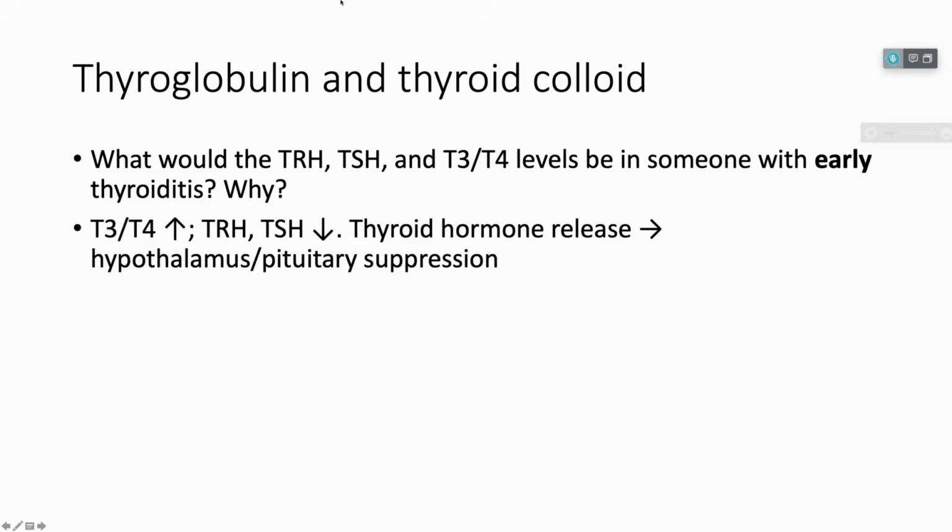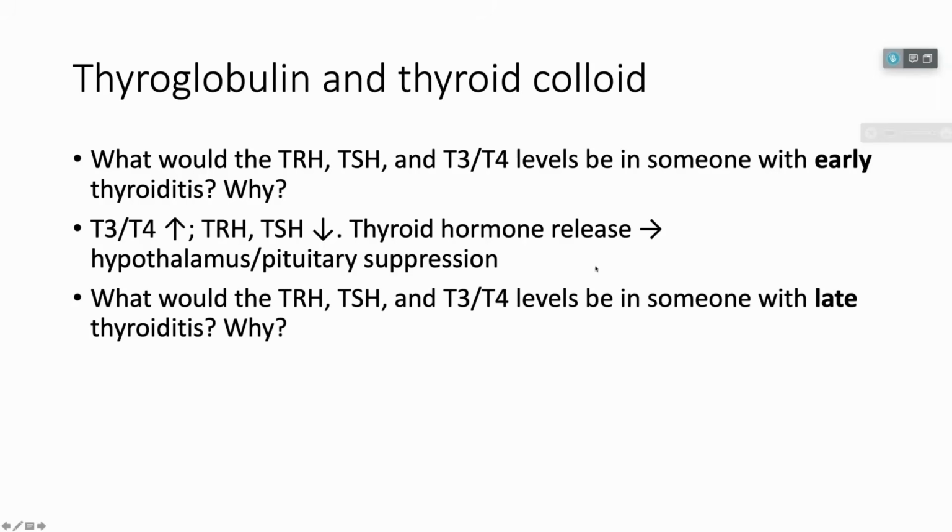So your T3 and your T4 would be high. You have inflammation, release of T3 and T4, which is going to feedback inhibit the hypothalamus and the pituitary. Boom. Exactly. So Natalie, in someone with late thyroiditis, what would the TRH, TSH, and T3, T4 levels be, and why? I would think that in early thyroiditis, you release all of your T3 and T4. Maybe in late thyroiditis, you wouldn't have as much stored up, so then that would decrease.